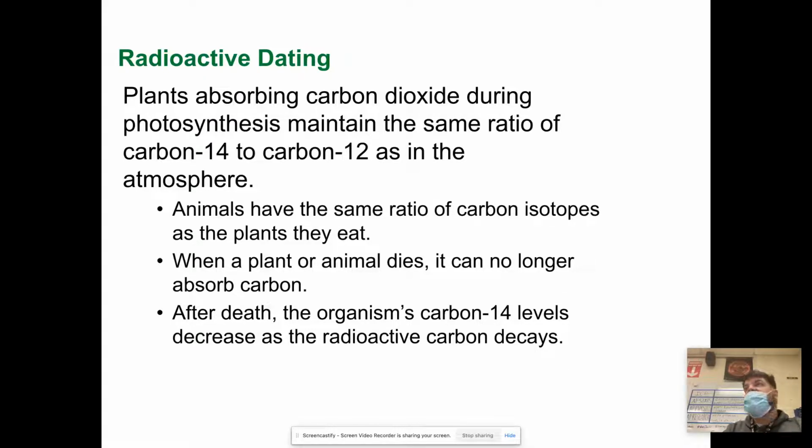So after you die, though, you don't ingest any more carbon-14. And over time, the carbon-14 decays to nitrogen-14. Does that make sense? And when you compare the levels of carbon-14 with regards to the percentage of the carbon, you can use that mathematically to work backwards and figure out how long this organic material has been not living.